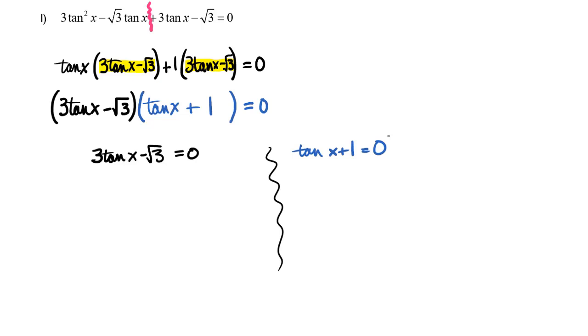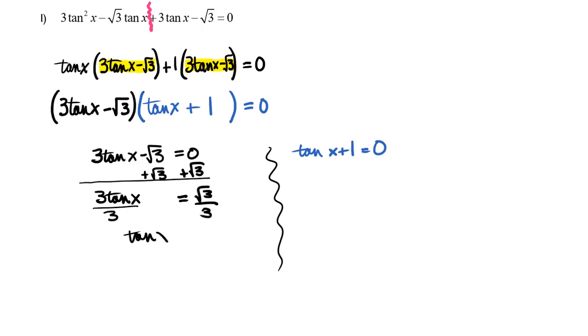From here, I'll just solve for x, which is my angle, by first adding root 3 to both sides. That gives me 3 tangent of x equals root 3. And then dividing by 3 on both sides gives me tangent of x is equal to root 3 over 3. That means x is equal to the tan inverse of root 3 over 3.